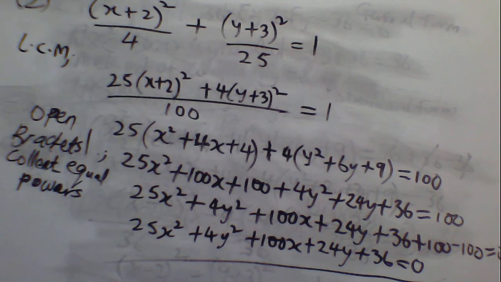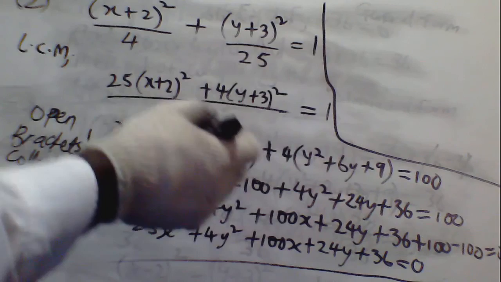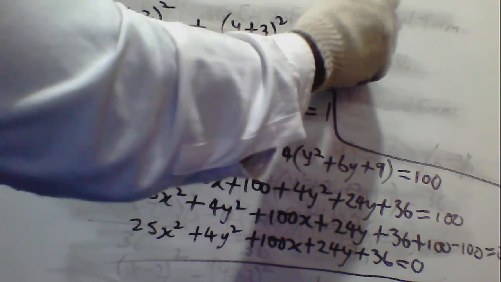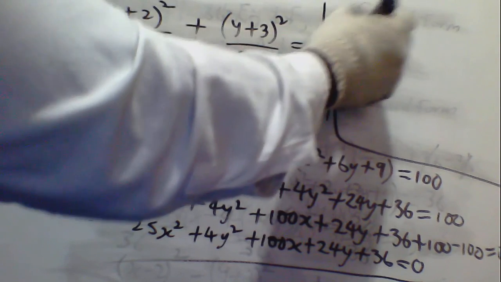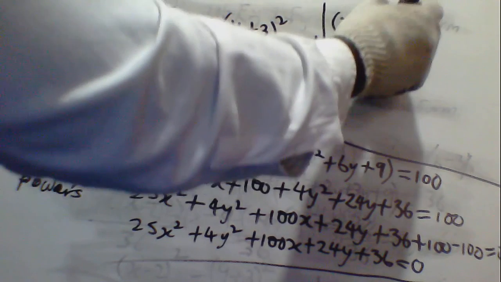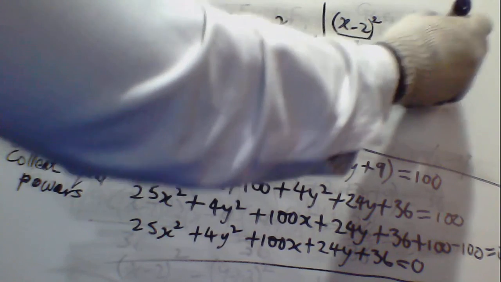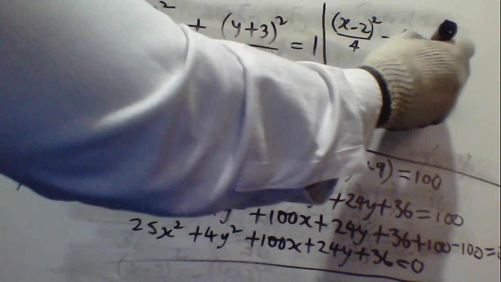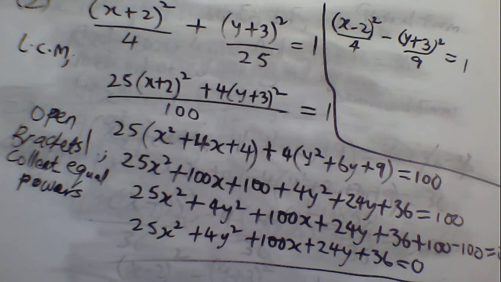You can as well do this one. It is the same kind of question, so do it to see if you understand it. x minus 2 squared over 4 minus y plus 3 squared over 9 is equal to 1. So convert it to the general form to see if you understand what we did.